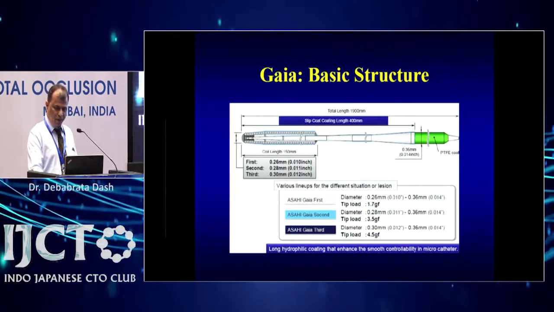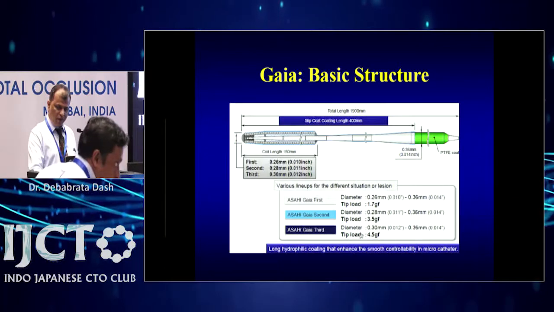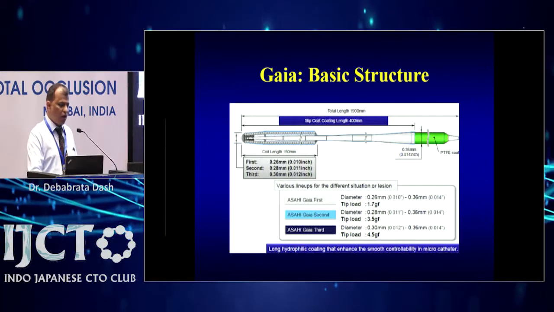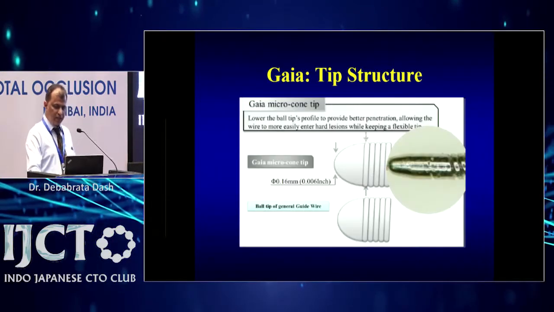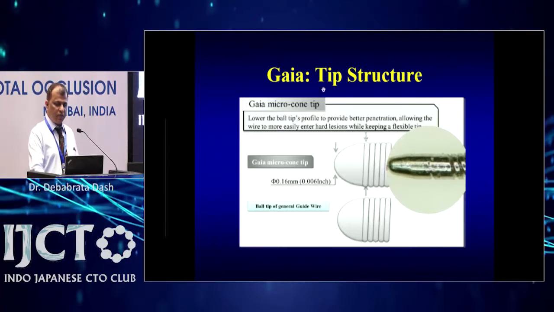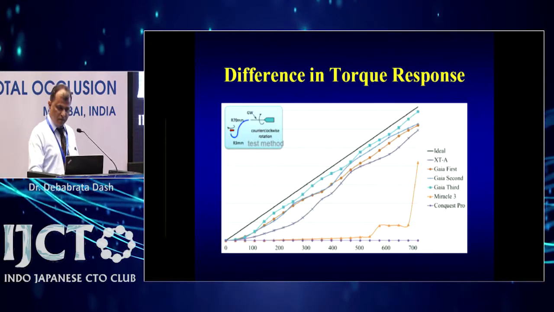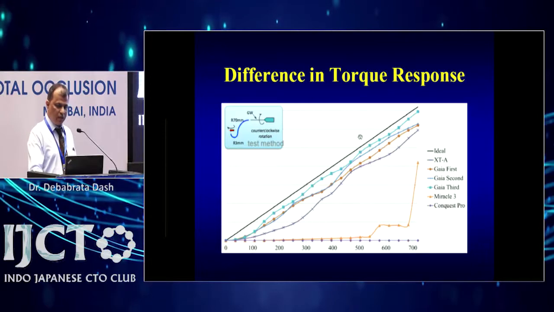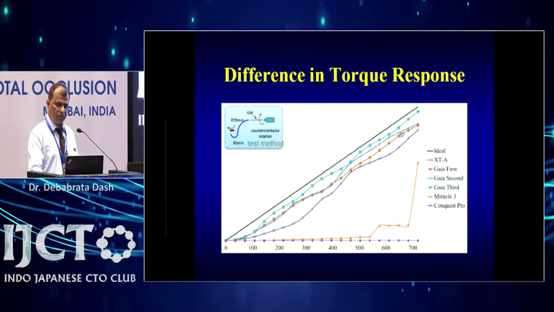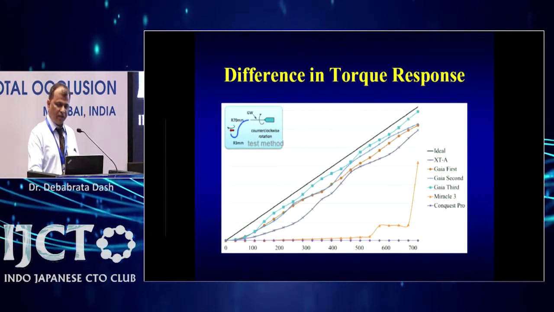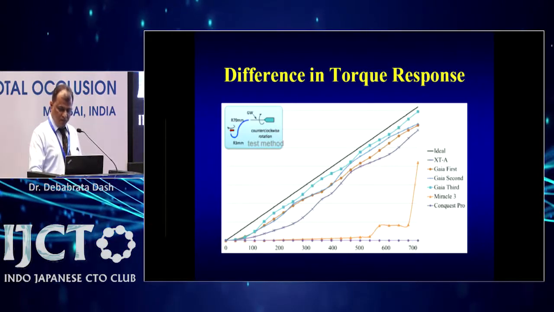Gaia First tip load is 1.7, Gaia Second tip load 3.5, and Gaia Third 4.5. The long hydrophilic coating helps in smooth crossability within the microcatheter. As you can see, the microcone tip structure helps in better penetration as compared to conventional wires. The difference in torque response: the black line outlines the ideal torque, and the wire reaching toward ideality is the Gaia series, basically Gaia 3, then 2 and first.